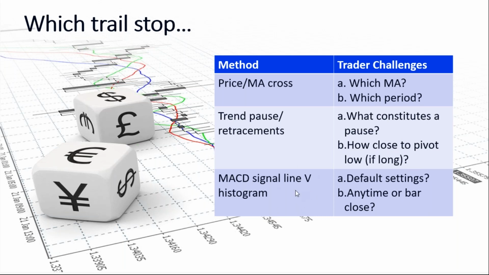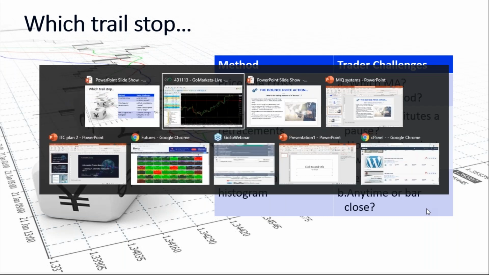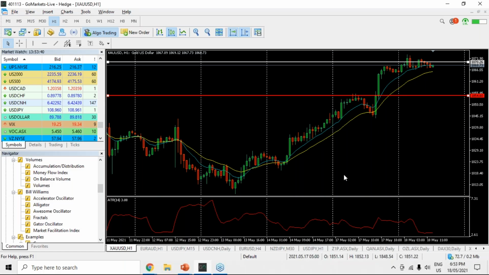And then do we use the MACD signal line versus the histogram? Are you going to use the default settings or settings of your own? And is it an any time or a bar close? Okay, so let me just explain what we're talking about here.